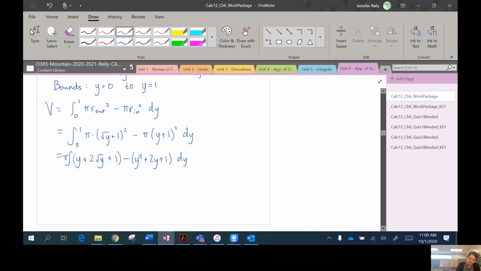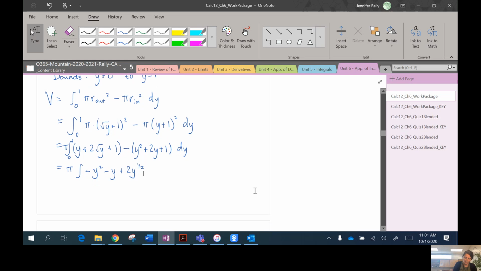And now we need to collect like terms before we do the antiderivative. We also are going to write the root y as a power instead of with the square root, because it's easier to do the antiderivative. So I'm going to write the largest exponents first. So I'll have negative y squared minus y. The ones actually cancel out, and we have plus 2y to the half. I'm going to make sure that that is right. Yes. Okay, dy.